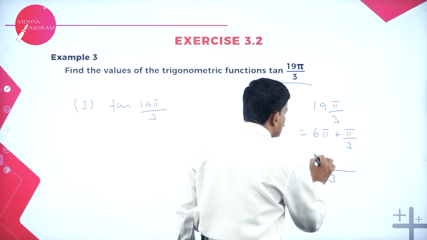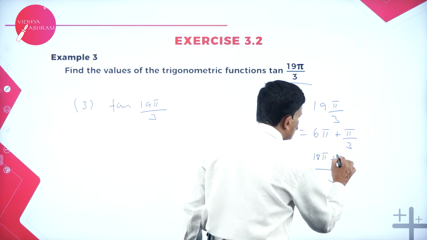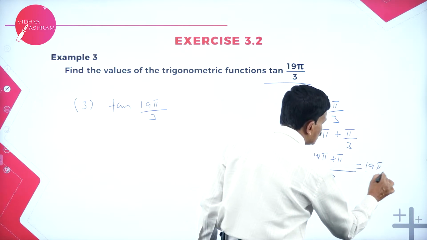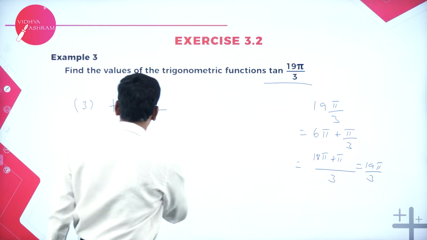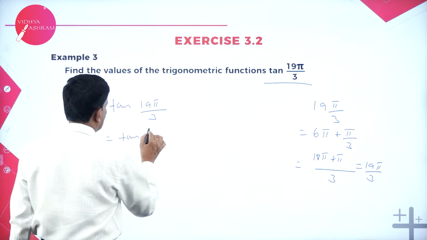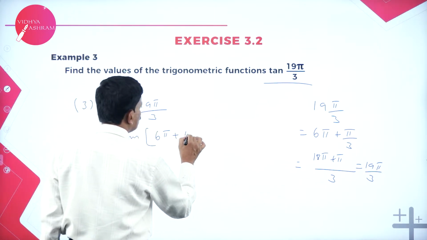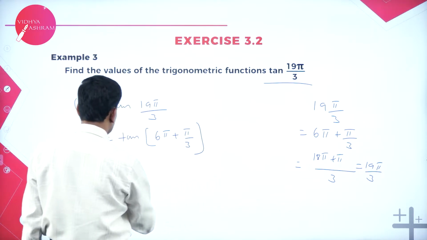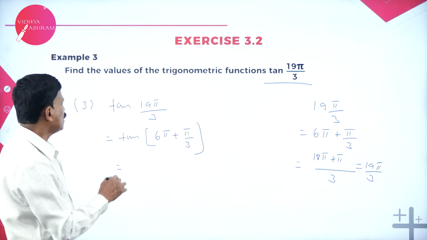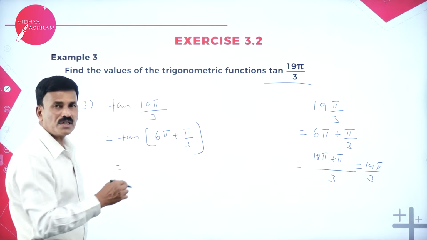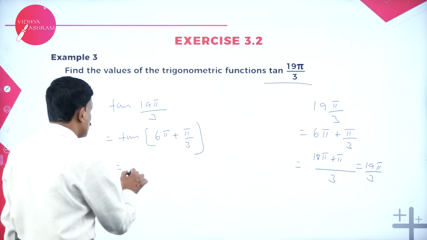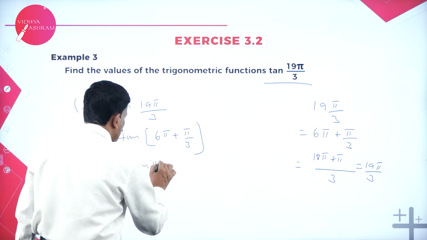3 is the LCM. 6 3s are 18 pi plus pi. This is equal to 19 pi by 3. So, therefore, tan of 19 pi by 3 can be written as 6 times pi plus pi by 3. Again, this is of the form tan of 6 into 180 plus theta, so this is equal to tan theta itself, tan pi by 3.